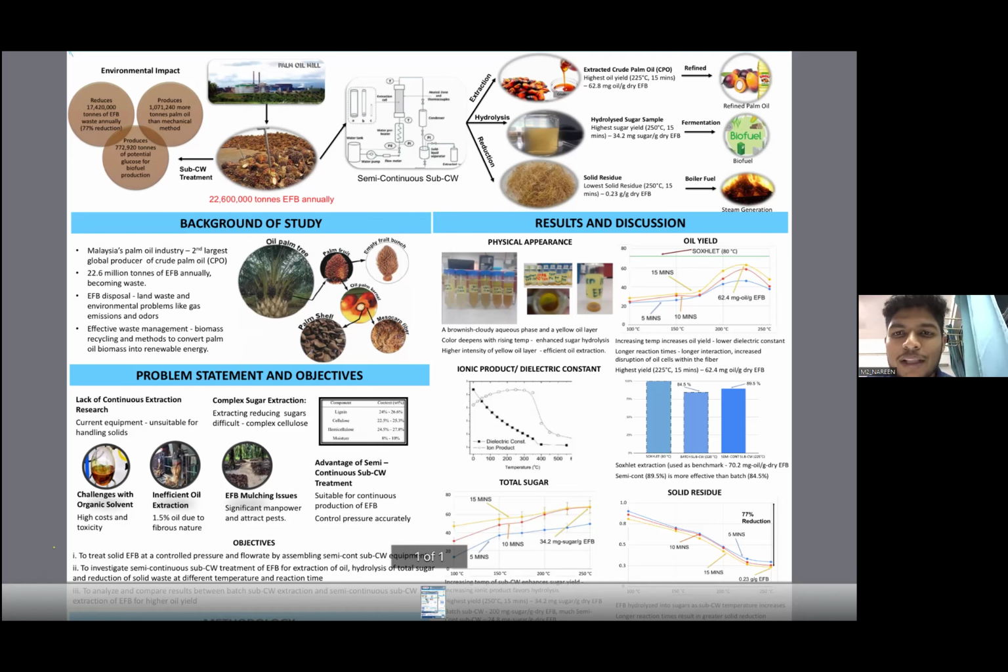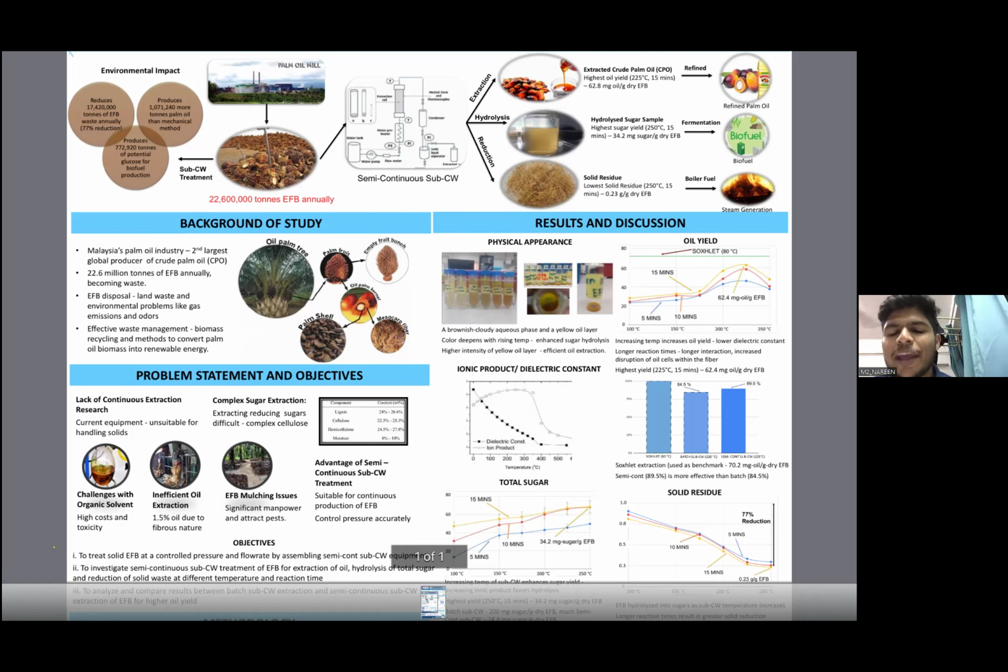More than that, inefficient oil extraction occurs because the current method that we use is the mechanical pressing method. The problem with mechanical pressing is that only 1.5% of oil is actually extracted, because of the fibrous nature of the fiber, which absorbs back the oil. Next is the lack of continuous extraction research. The current equipment in the lab is unsuitable for handling solids. Therefore, an assembly or a modification is required so that solid extraction of EFB can be done.